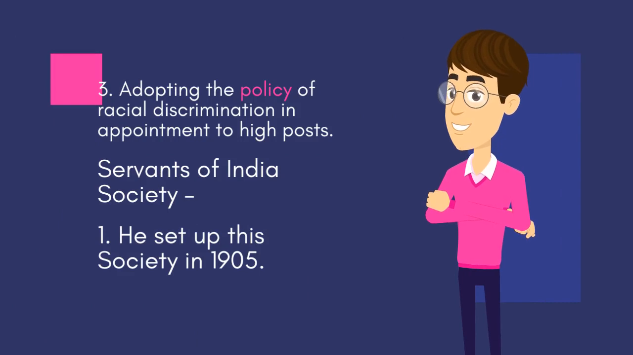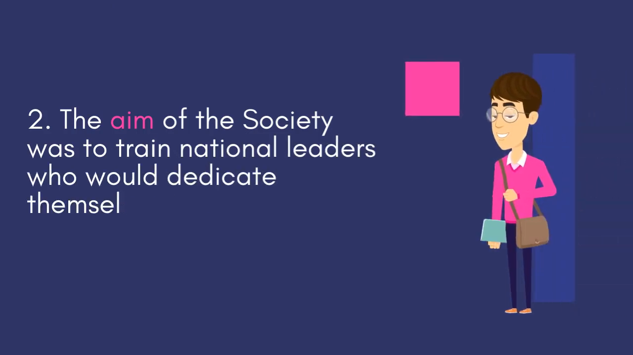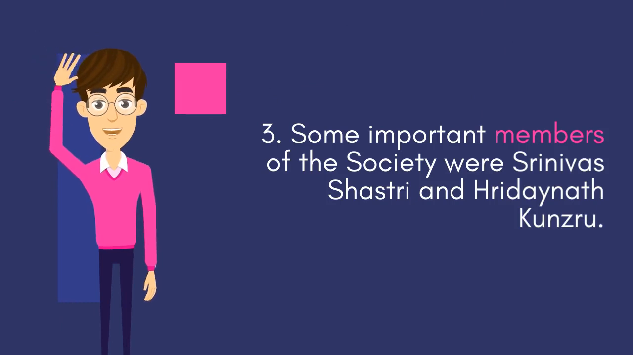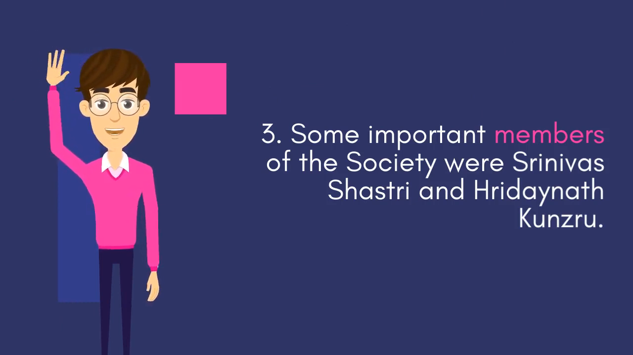Servants of India Society. 1. He set up this society in 1905. 2. The aim of the society was to train national leaders who would dedicate themselves to the service of India. 3. Some important members of the society were Srinivas Shastri and Hridaynath Kunzru.